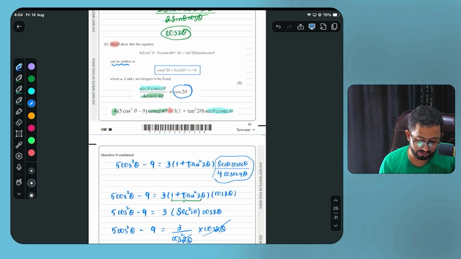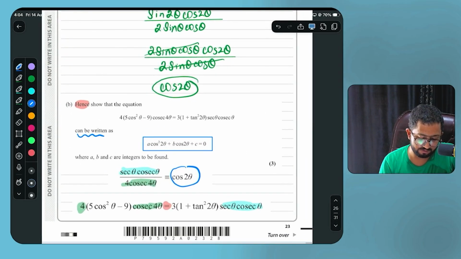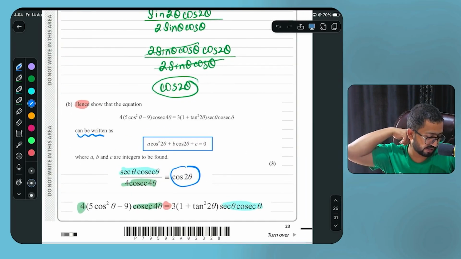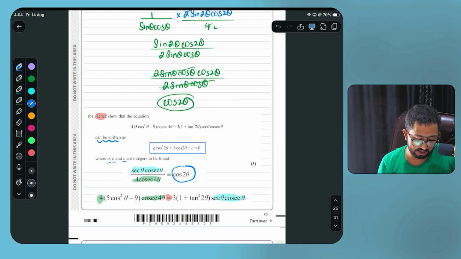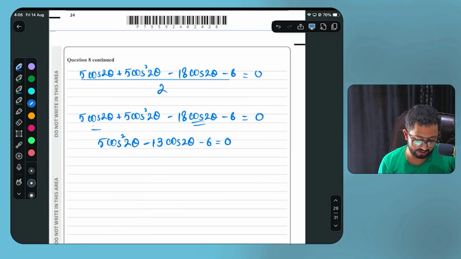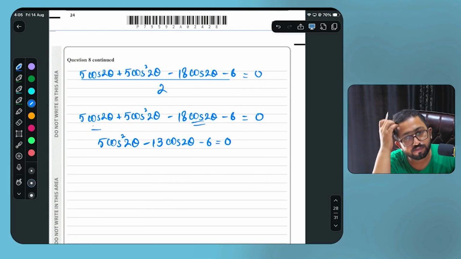So that is what we want to prove. Actually, we want to write our answer in terms of cos 2 theta. Make sure A, B, C should be integers. Yes, A, B, C are integers.